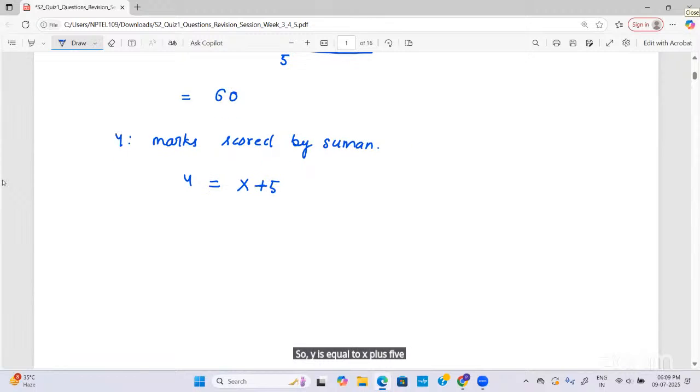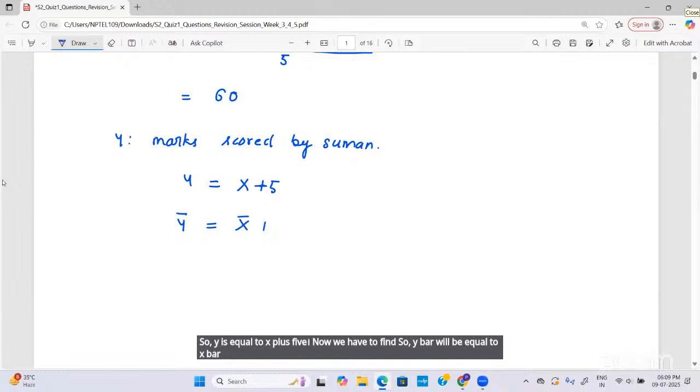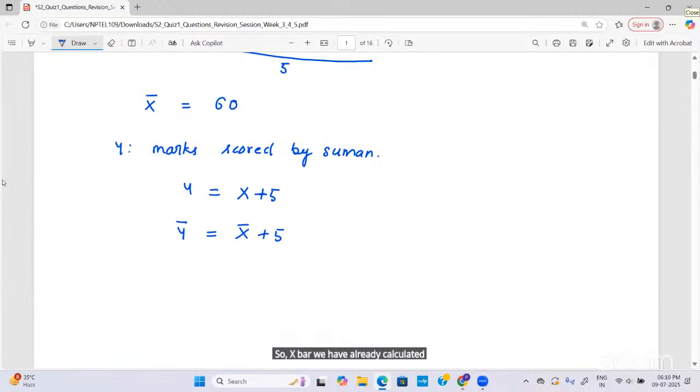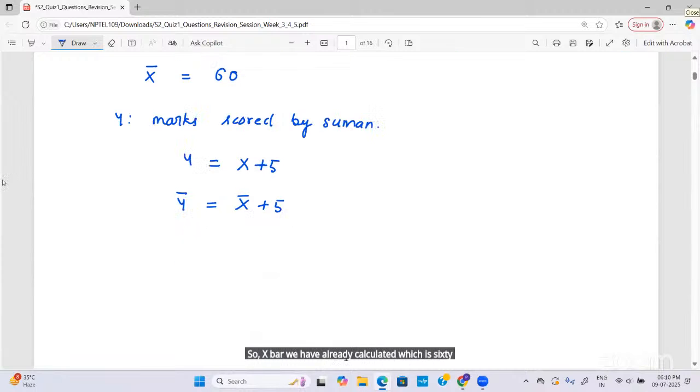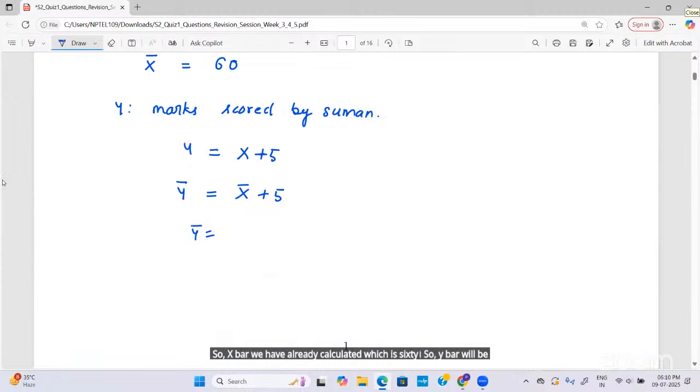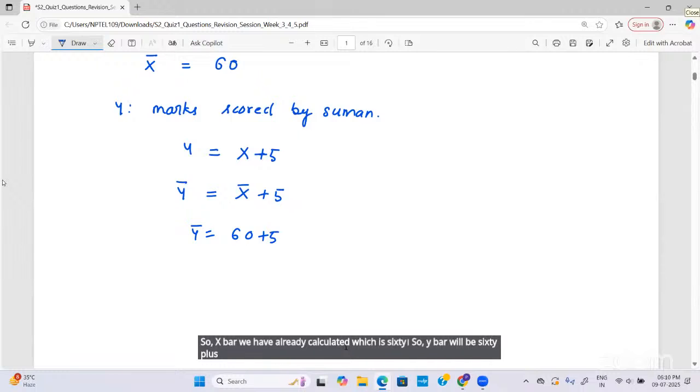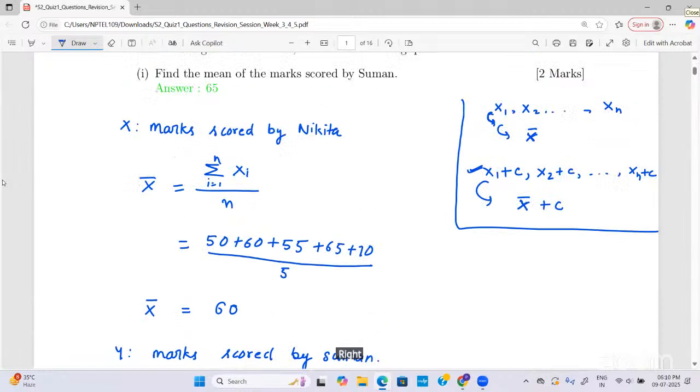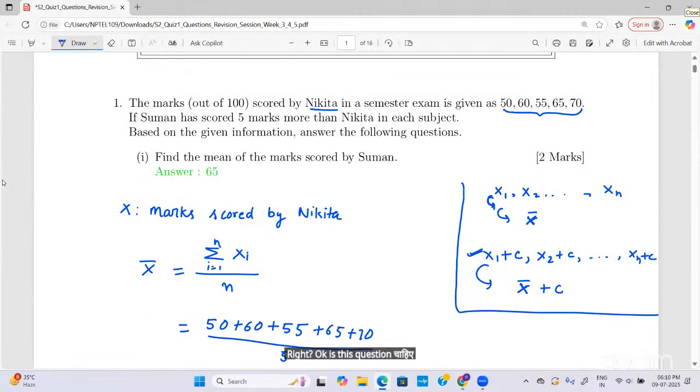Okay. Now we have to find y bar. So y bar will be equal to x bar plus 5. The x bar we have already calculated, which is 60. So y bar will be 60 plus 5, which is 65. Right? Yes, ma'am. Okay, is this question clear?